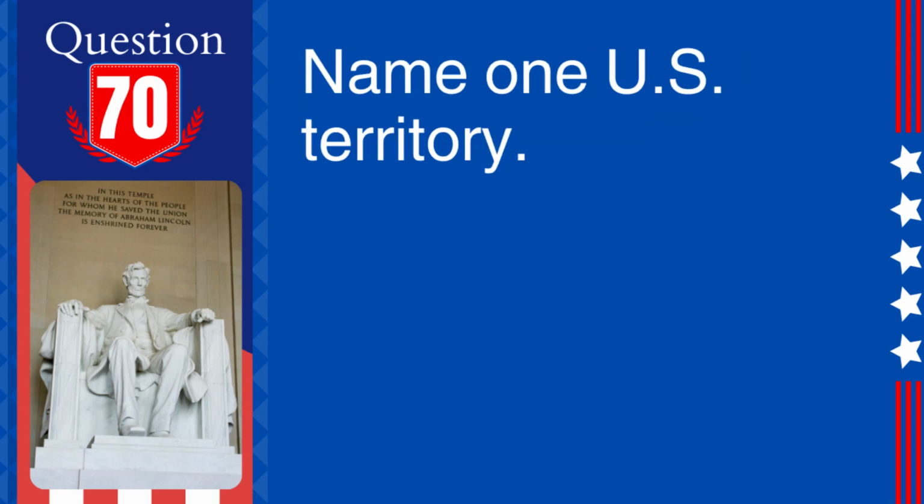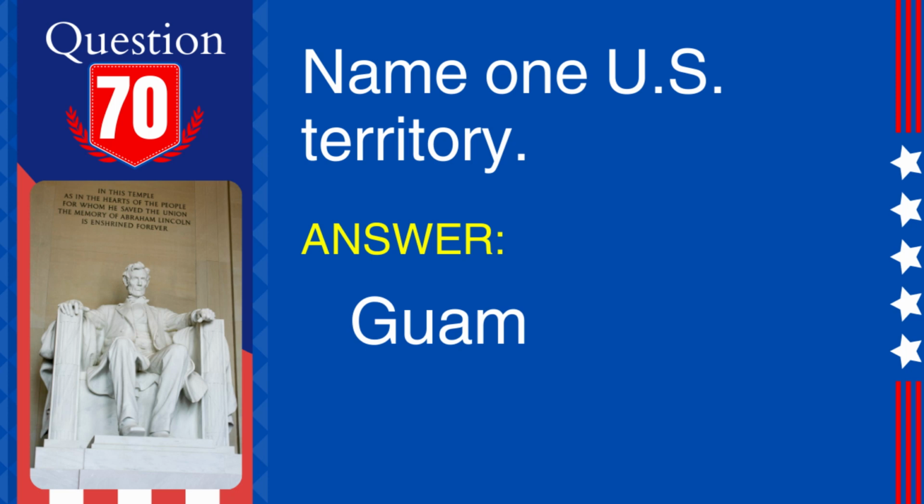70. Question. Name one U.S. territory. Answer. Guam. Explanation. Guam is a U.S. territory located in the Pacific Ocean, one of several territories that are not states.